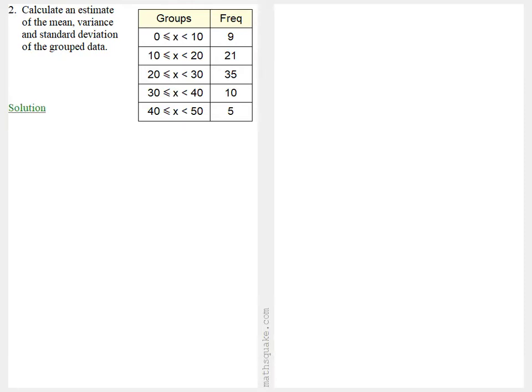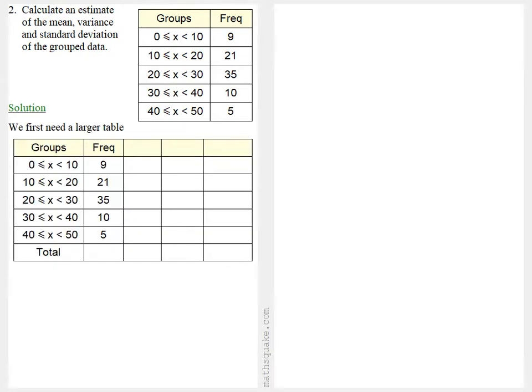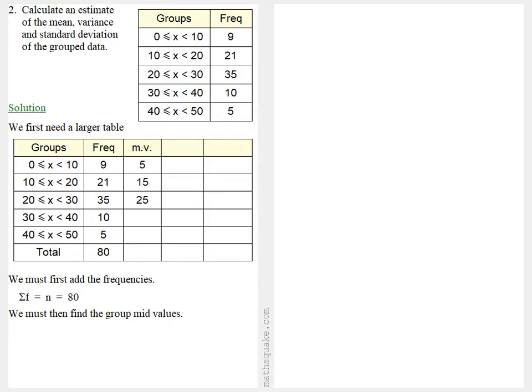So to solve this, we first need a larger table. Then we need to know how many pieces of data there are. So we must add the frequencies. Sigma f is the number of pieces of data, which is 9 plus 21 plus 35 plus 10 plus 5, which is 80. We then have to work out what the group mid-values are. So the mid-values are 5, 15, 25, 35 and 45.